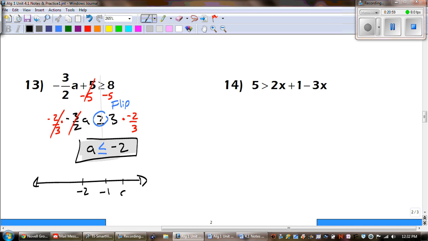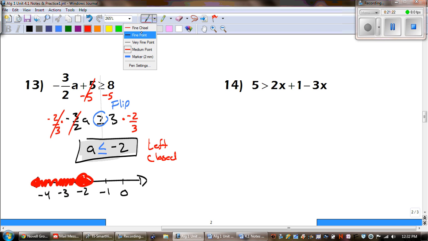Negative 2 in the middle. Okay, it's to the left and it's closed. Good. Closed, and we shade to the left. Ooh, 14. Look at that. What do we have on both sides on the right? Yeah, we've got like terms now.